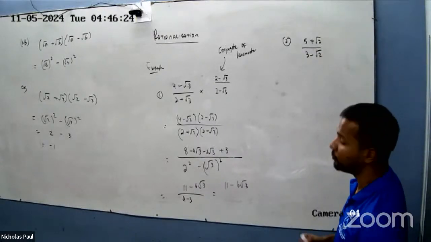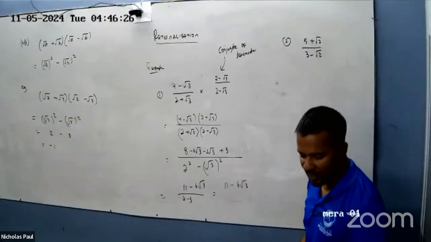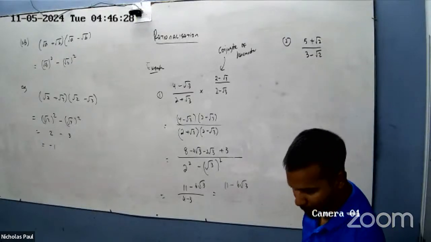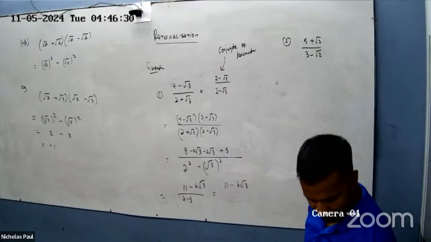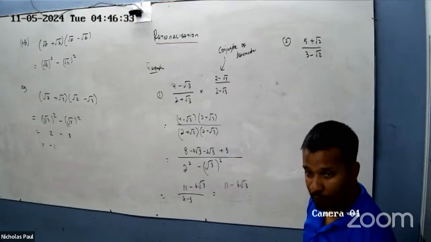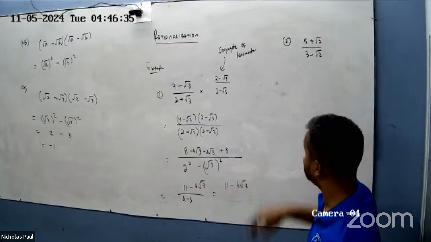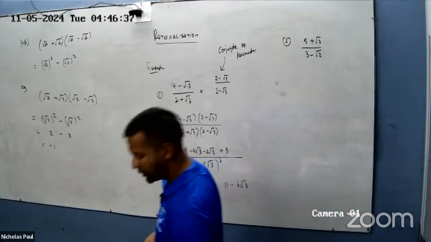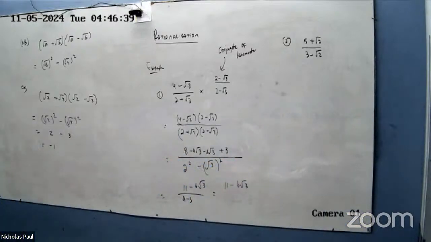Simplify number 2. After this one, hurry up. Change, wait 5 minutes then. Hurry up. This last one, I will correct.